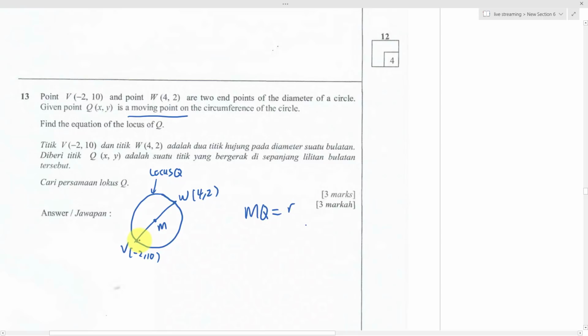So right now, what I want to do is find the distance of VW, and then divide by 2, then I can get my R, because this is my R, right? So if I do MQ equals R, basically I get the equation of a circle.